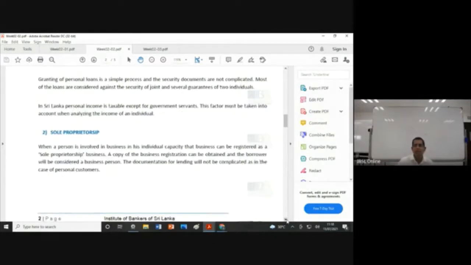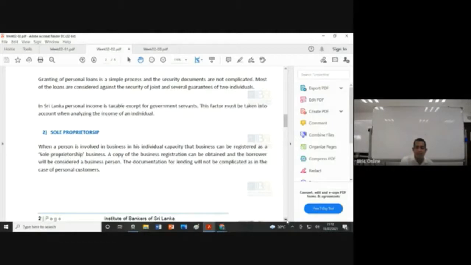Then comes the same individual doing a business. You can be categorized as a sole proprietorship. I have a business, I'm doing it to earn money. Now it is a business customer. It can be a registered business, or I just have a name but I have not registered. Still, the person is liable for his borrowing.